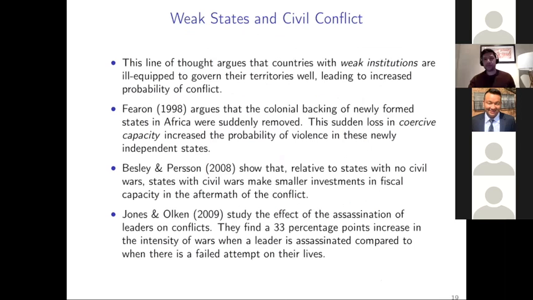So given that, what we have is this exogenous shock in 2001 that, I'm arguing, changed the nature of conflict. And if it did lower the state capacity, then we should see increased conflict in the aftermath.